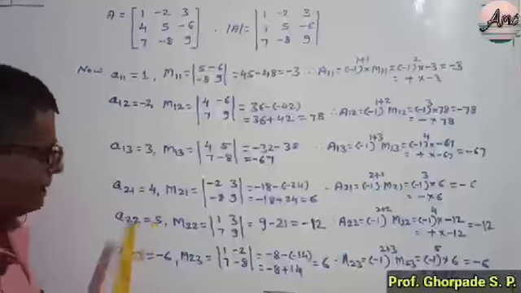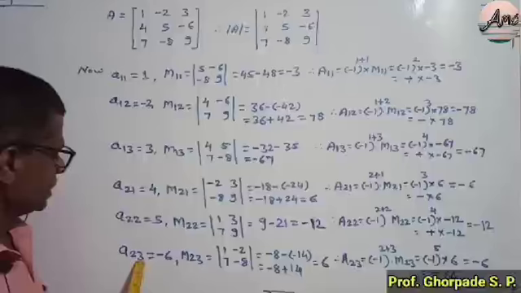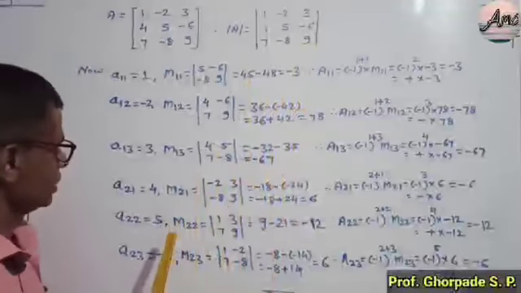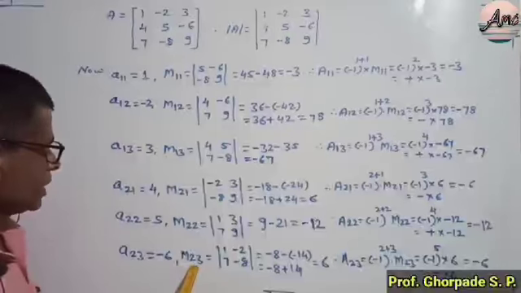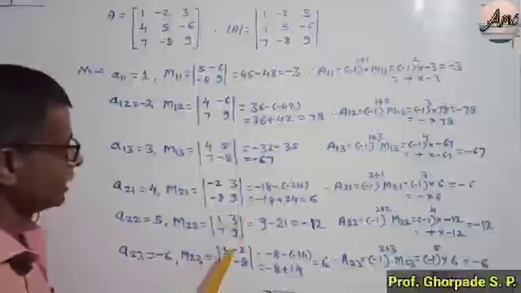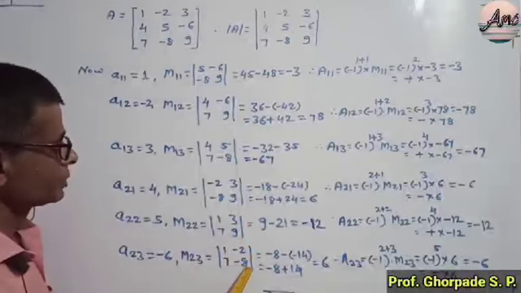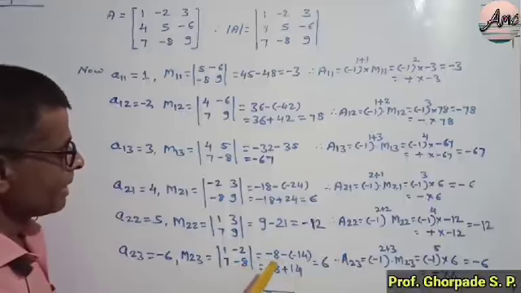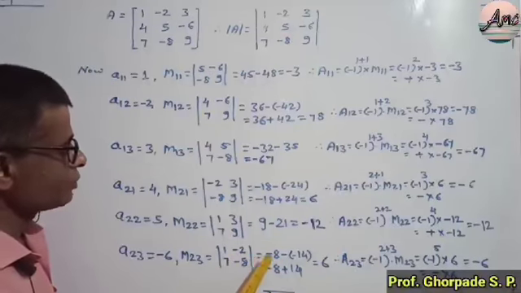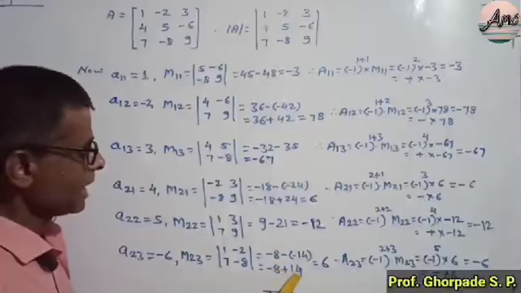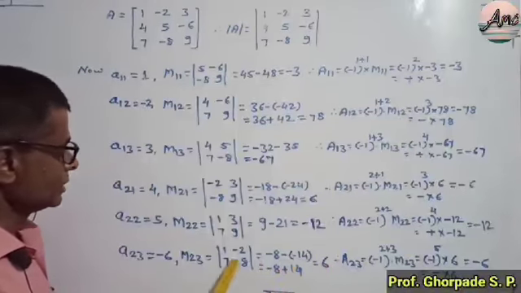Then take A23. Second row, third column is minus 6, whose minor is M23, which is obtained by deleting second row, third column. You will get 1, minus 2, 7, minus 8, whose value is 1 into minus 8 is minus 8. Minus 7 into minus 2 is minus 14. So minus 8 minus of minus 14 is plus 14. Minus 8 plus 14 is 6. 6 is the minor of minus 6.